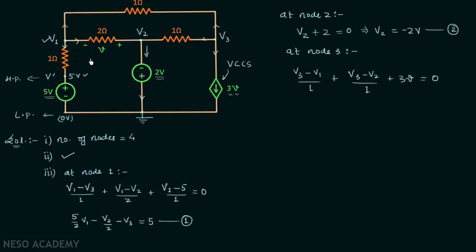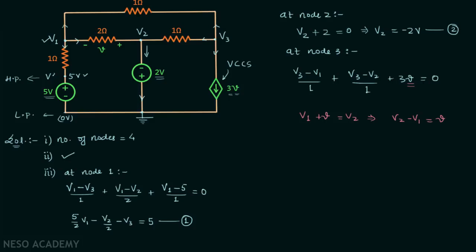Now if we apply KVL starting from this point and ending at this point, we will have V1 starting from this point, then we have plus V, then we will equate with V2. So from here we are getting V2 minus V1 equal to V. Therefore we can put V equal to V2 minus V1.